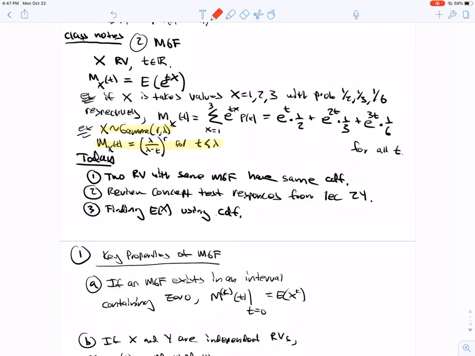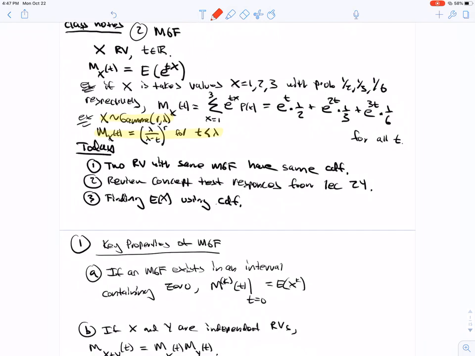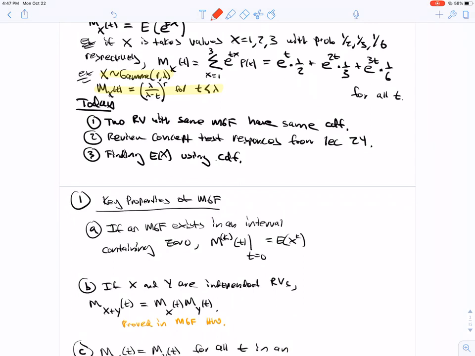We then looked at gamma. Gamma r lambda has moment generating function lambda over lambda minus t, to the r, for t less than lambda. Very, very, very useful. Today we're going to see that random variables with the same MGF have the same CDF. In other words, the MGF uniquely characterizes a random variable. We're going to review the concept test from Wednesday as well. We're going to learn how to use the CDF to find the expectation of X.